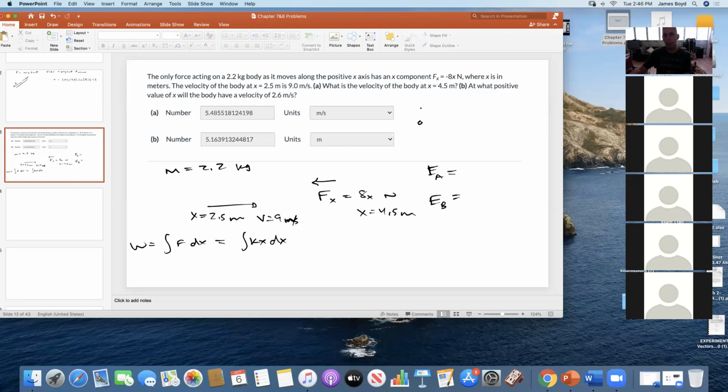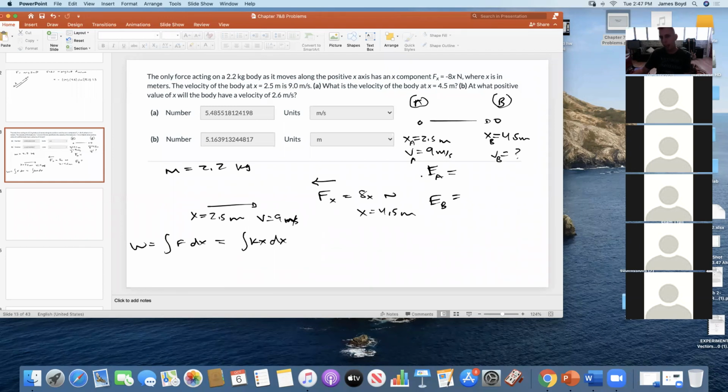When the block is at x equal to 2.5 and traveling at 9 meters per second, and then when the block is at 4.5 meters, we don't know vb. So I'm going to call this xb, vb, va, xa. This is my point A, this is my point B.